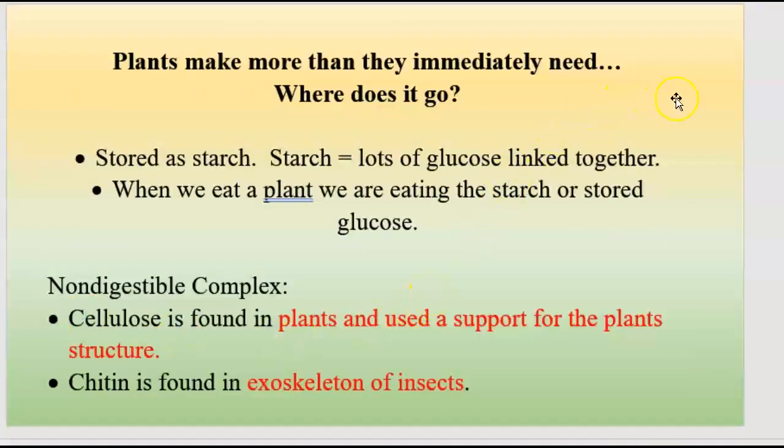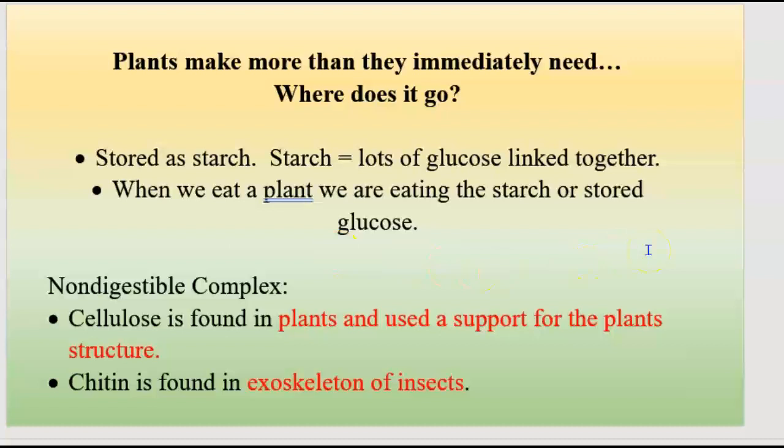So plants make more than they immediately need. So where does it go? Plants go through photosynthesis. They bring in energy from the sun. They take in carbon dioxide, which has carbon and oxygen. They take in water from their roots and the rain, which is hydrogen and oxygen, and it builds that together to form a carbohydrate. In this case, it's stored as starch. Plants store extra carbohydrates as starch, which is lots of glucoses linked together. When we eat a plant, we're eating the starch that it's stored up. Like if you eat a potato, that's a big bunch of starch.